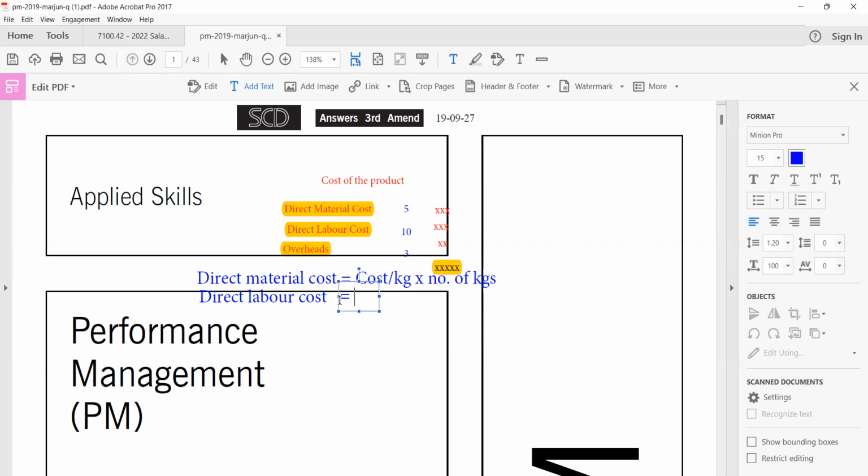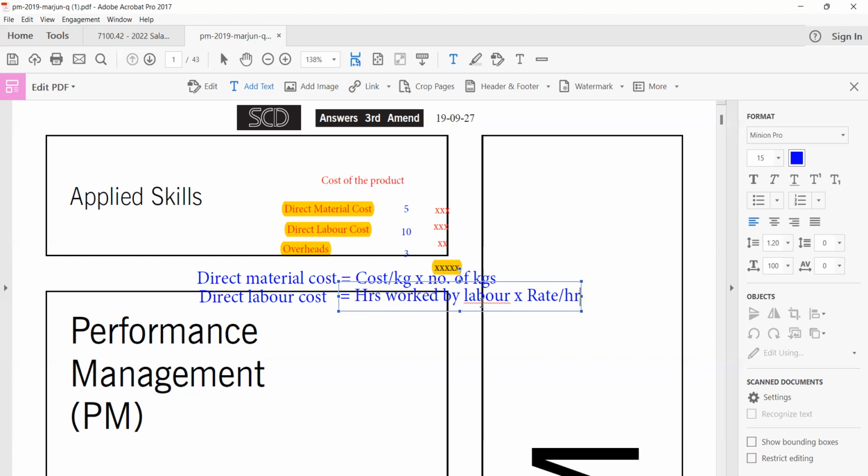So direct labor cost, how do you calculate direct labor cost? It is the hours worked by labor times the rate per hour. So if you want to calculate the labor cost, you need to estimate the number of hours that person has worked. You multiply by the rate per hour.